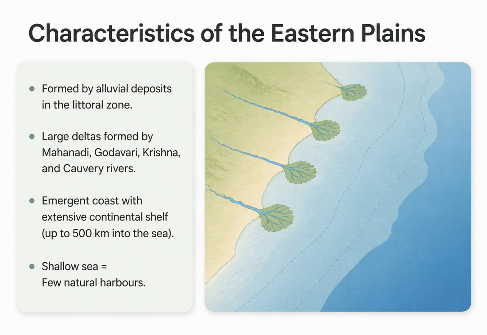Much of the eastern plains are the result of massive alluvial deposits dropped in the coastal zone by major rivers like the Mahanadi, Godavari, Krishna, and Kaveri, which form large, fertile deltas. Furthermore, the eastern coastal plain is an emergent coast with a very extensive continental shelf that extends up to 500 kilometers into the sea. Because the shelf is so wide, the sea here is quite shallow, which poses significant challenges for port development and results in very few natural harbors.